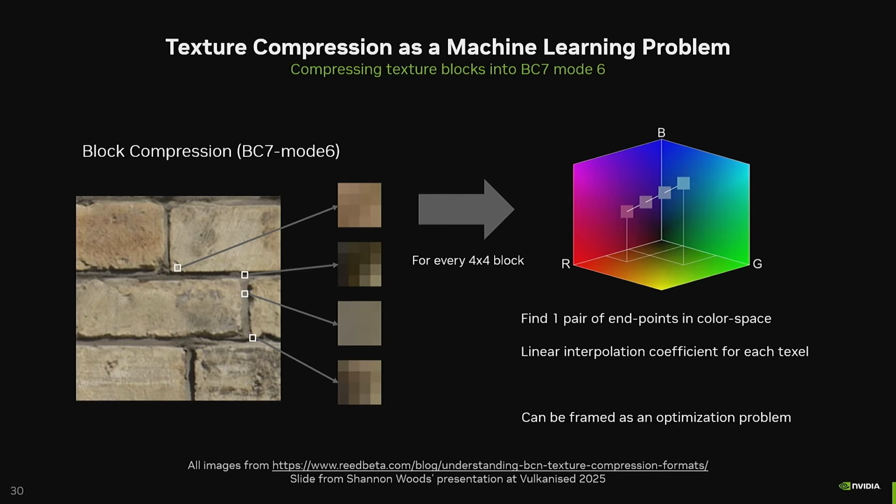So this BC7 compression can be framed as a machine learning or optimization problem. How's that?